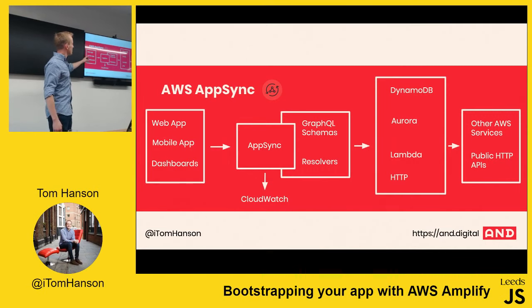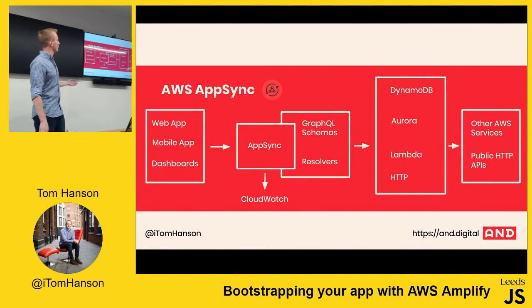It hits AppSync. Maybe it communicates with Cognito that I haven't put in here, or maybe it communicates with CloudWatch. It has a schema, so we have types, this idea of types, if anyone's done GraphQL. And crucially, those schemas have queries and mutations and subscriptions that I'll talk about in a minute.